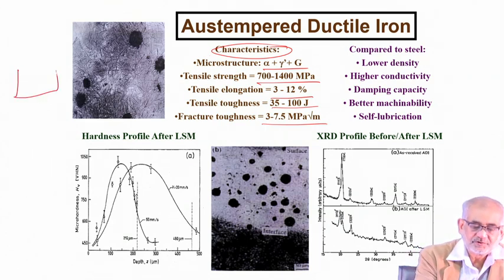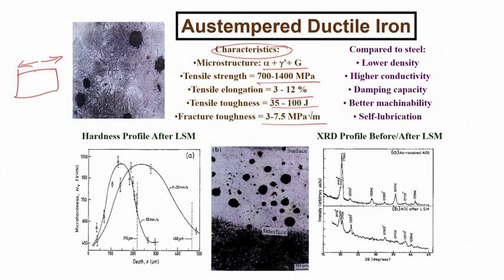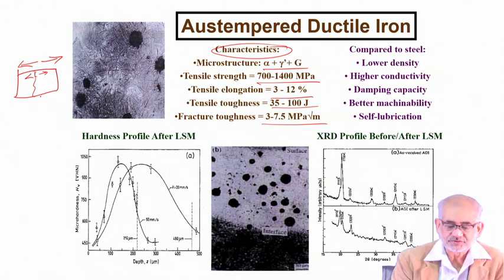If you have a component and on the surface you develop residual tensile stress, then for whatever reason, if you form a crack, the crack can easily propagate, and this will lead to failure. We don't want that to happen.